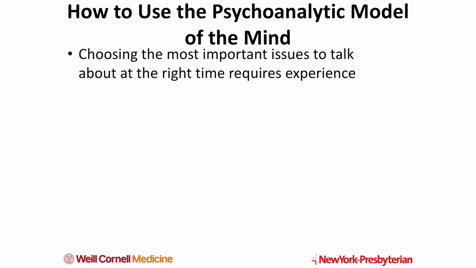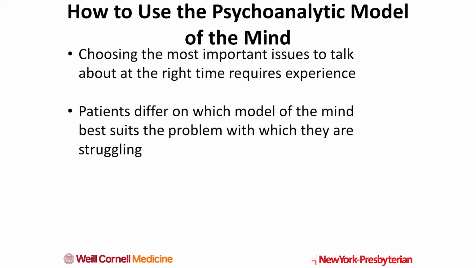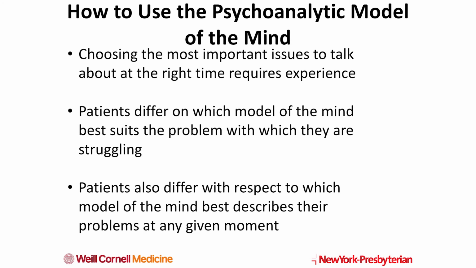In fact, a clinician who uses only one model of the mind risks overlooking aspects that the patient is struggling with. For this reason, it is wise to use all 4 models of the mind, each of which emphasizes a different aspect of the mind and each of which has different strengths. Choosing the most important issues to talk about at the right time requires experience. Patients differ on which model of the mind best suits the problem with which they are struggling. Patients also differ with respect to which model of the mind best describes their problems at any given moment.